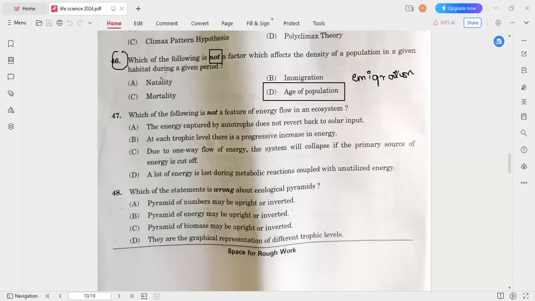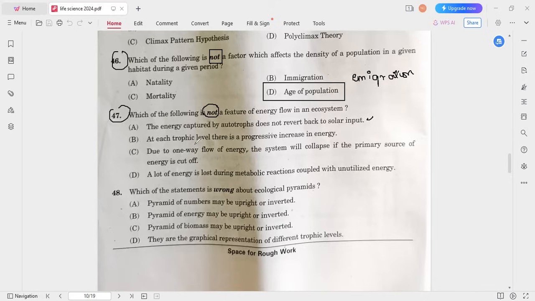Okay. So now move on to the next question. Which of the following is not a feature of energy flow in an ecosystem? So here also we have to find out the incorrect one. Okay, so option A, the energy captured by autotrophs does not revert back to solar input. Correct.